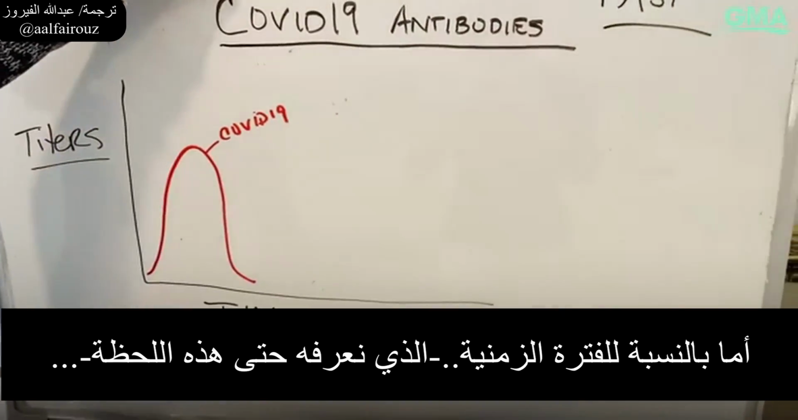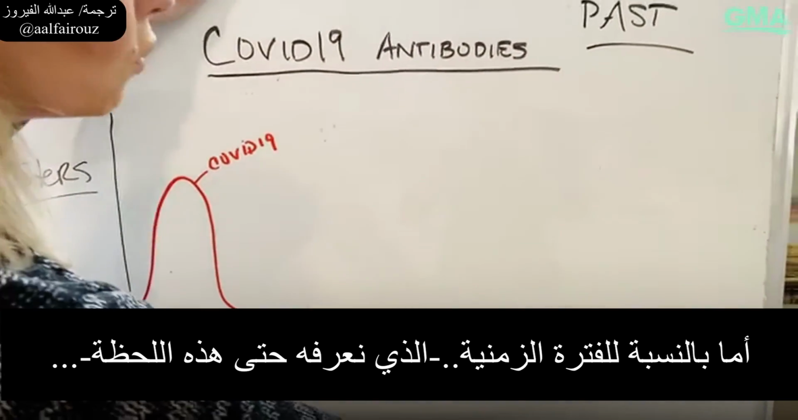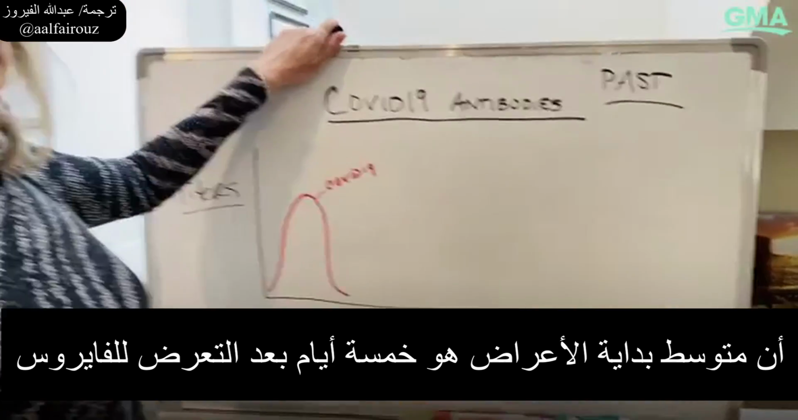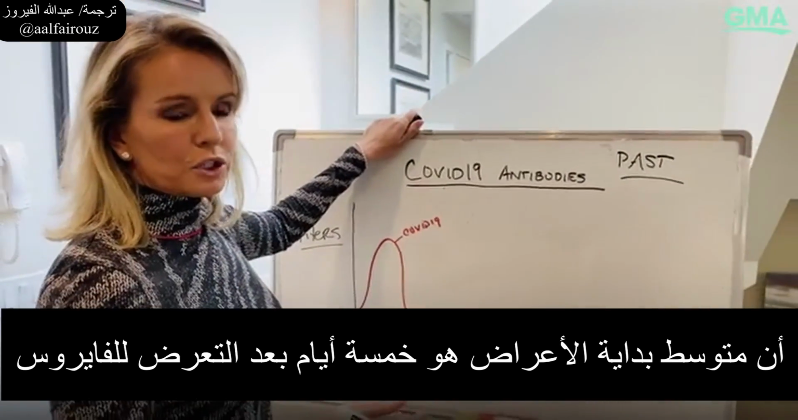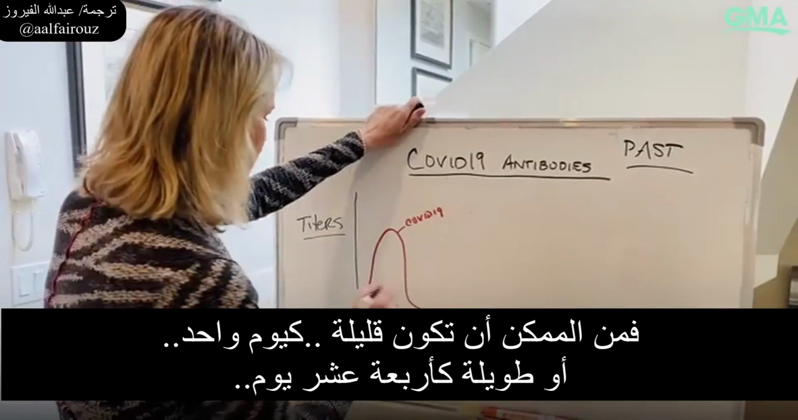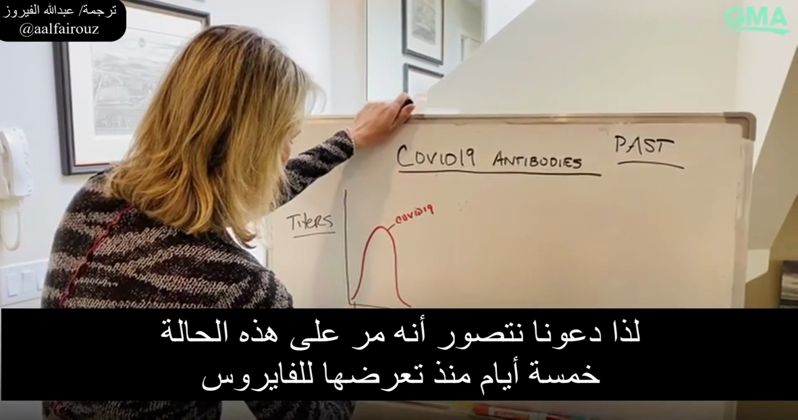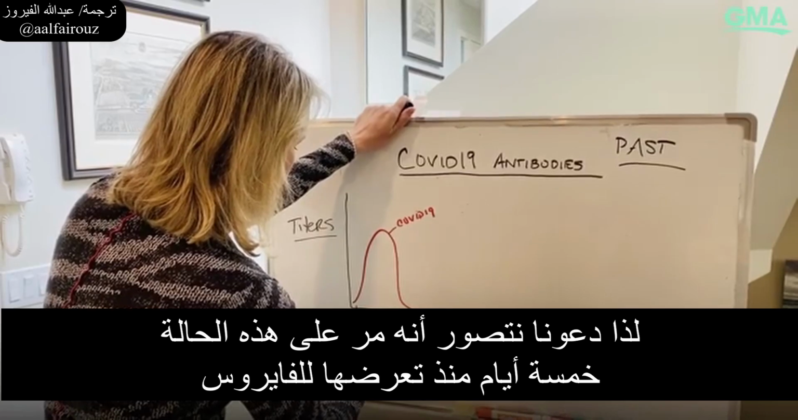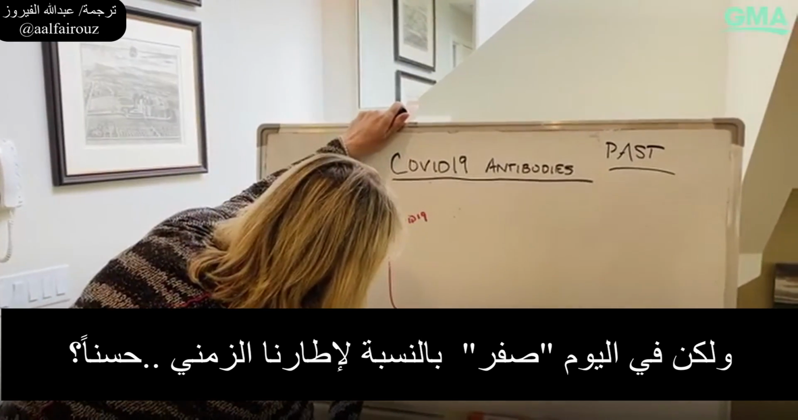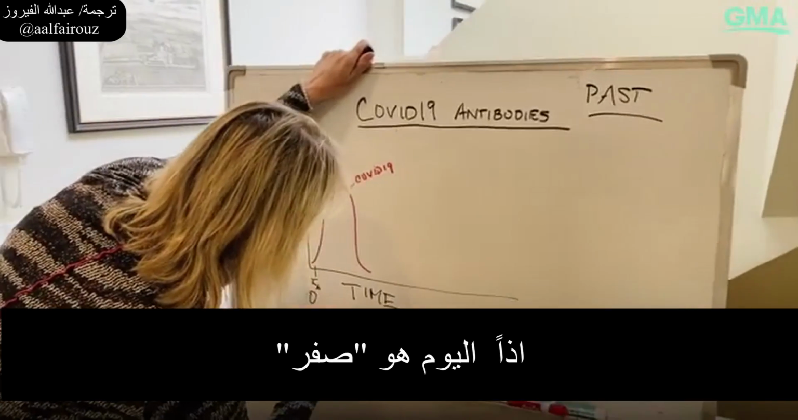In terms of time, what we know at this point is that the average onset of symptoms is 5 days after exposure. It can be as short as 1 day or as long as 14 days. So let's say this is 5 days after exposure, but 0 days in time, okay? So day 0.